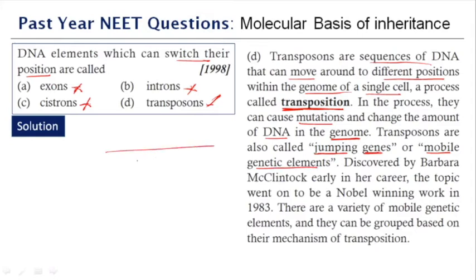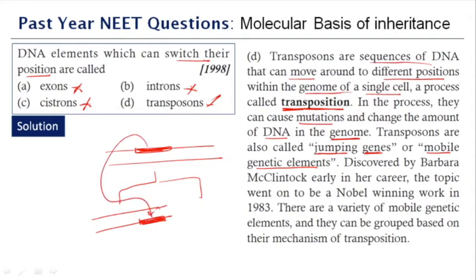So for example, let's say this is the double-stranded DNA molecule and this is the sequence of the transposon. What will happen now? It can go in the next round of replication or wherever, and bind to another area of the DNA. That is basically why it is called jumping genes, and it will also change the amount of DNA in the genome.